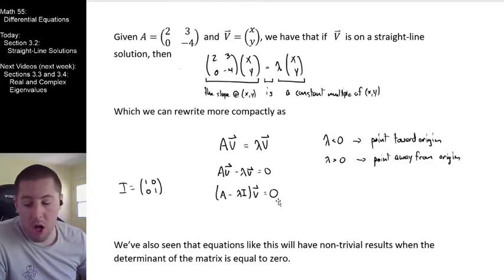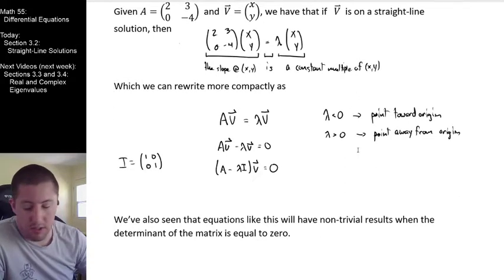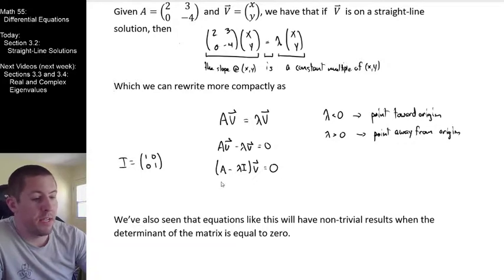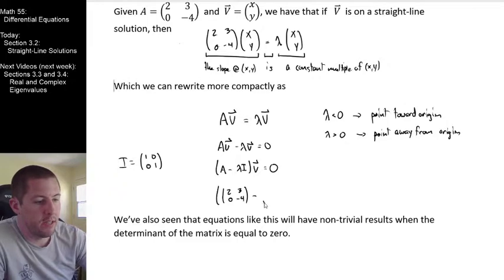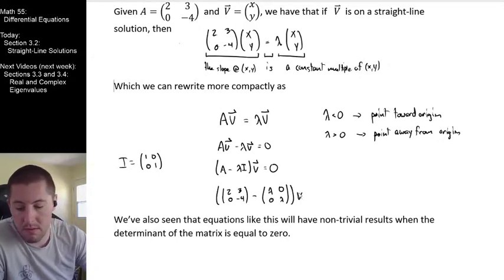And so now I have an alternate way of writing that original expression, right? What I'm seeing here is that this is really our 2, 3, 0, negative 4 minus the constant lambda times my identity matrix. So that's really going to be lambda, 0, 0, lambda, all times v, which should be equal to 0.